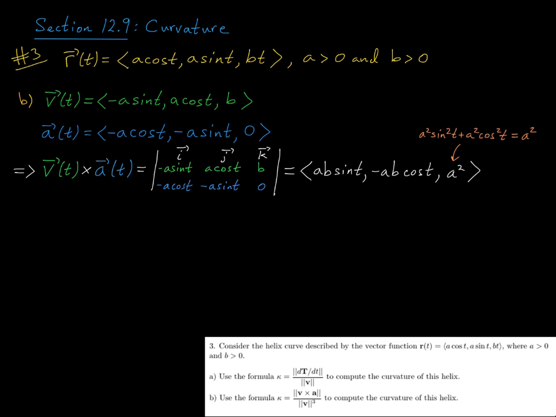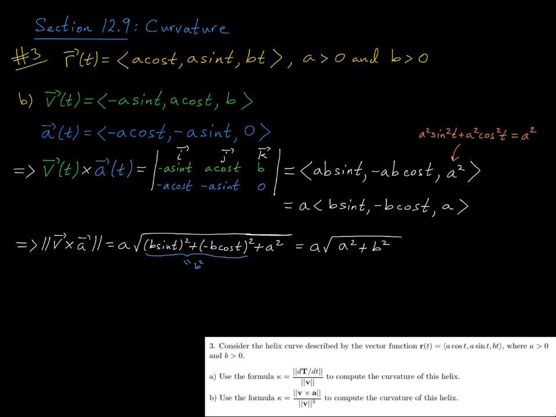So now let's go ahead and compute the cross product of the velocity and the acceleration vectors. So computing this determinant gives us ab sine t, comma negative ab cosine t. And then here for the k component, we have to compute this 2 by 2 determinant. Notice through the Pythagorean identity, we're going to get a squared sine squared t plus a squared cosine squared t, which is a squared. Okay, so now I'm going to go ahead and just factor out this a from this cross product vector. So it's a times this vector here.